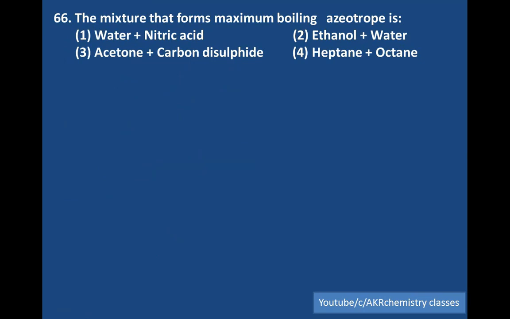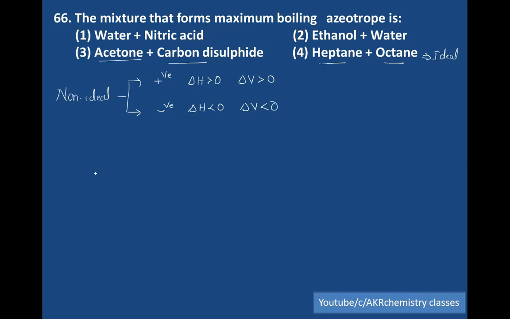The mixture that forms maximum boiling azeotrope: acetone, carbon disulfide, heptane, octane. Ideal solutions, and the remaining two are non-ideal solutions, which do not obey Raoult's law. Non-ideal solutions can be classified into two types: positive and negative. Positive means delta H mixing and delta V mixing should be greater than 0. Negative means delta H mixing and delta V mixing should be less than 0.